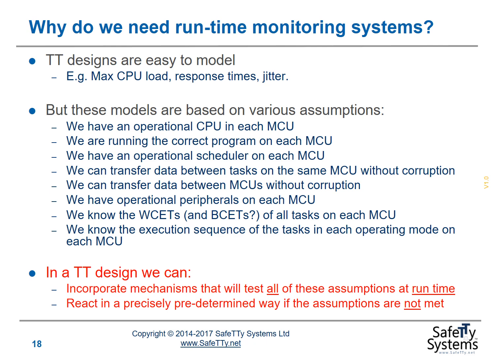I'm assuming we have an operational CPU in each microcontroller. I'm assuming that we're running the correct program on each microcontroller. I'm assuming that we have an operational scheduler on each microcontroller. I'm assuming that we can transfer data between the tasks on the same microcontroller without corruption. I'm assuming we can transfer data between microcontrollers without corruption. I'm assuming we have operational peripherals on each microcontroller. I'm assuming that we know the worst case execution times and possibly the best case execution times of all tasks on each microcontroller. And I'm assuming that we know the execution sequence of the tasks in each operating mode on each microcontroller.